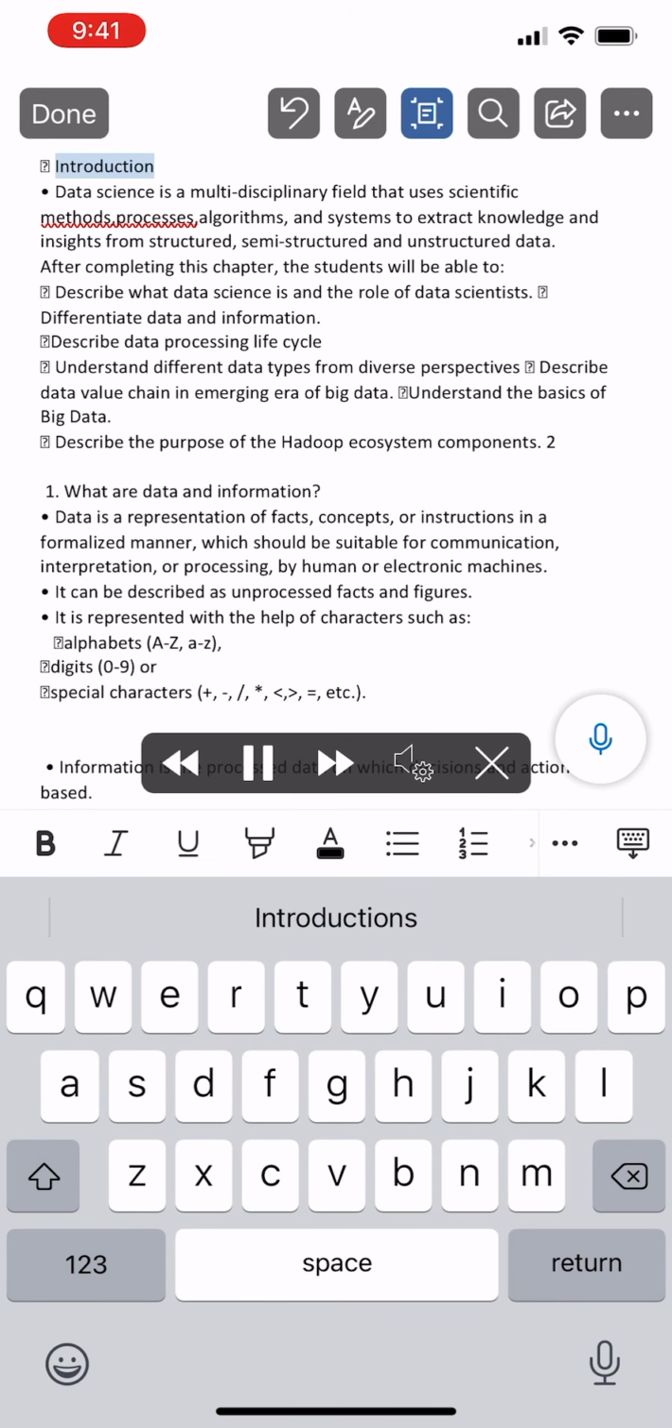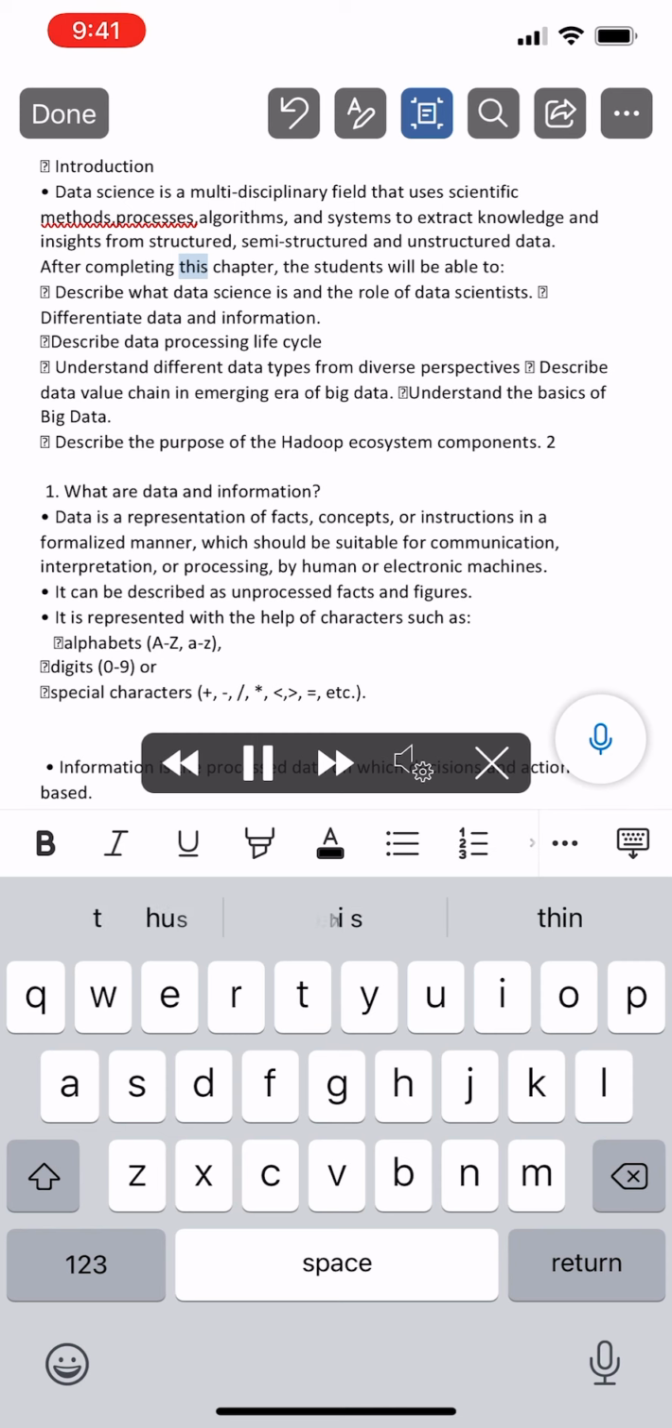Introduction. Data science is a multidisciplinary field that uses scientific methods, processes, algorithms, and systems to extract knowledge and insights from structured, semi-structured, and unstructured data.